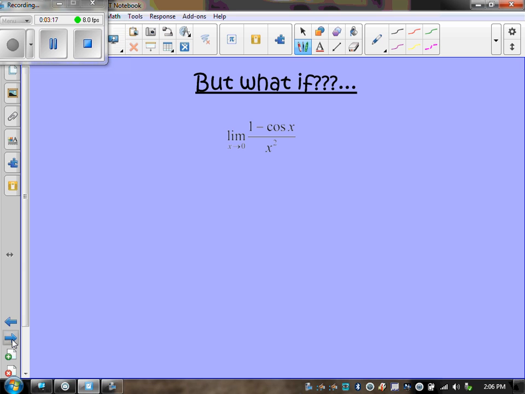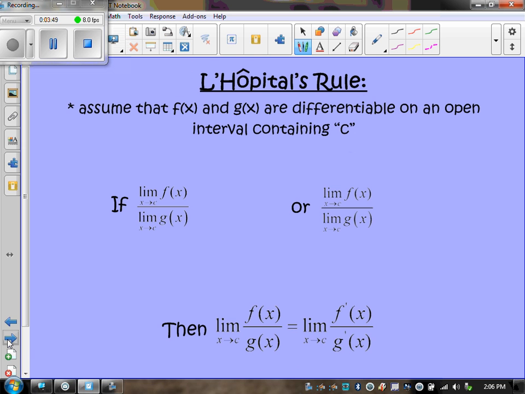But what if I get a problem that looks like this? If I try my direct substitution and I plug in a 0, what's the cosine of 0? 1. So 1 minus 1 is 0. If I plug in a 0 on the bottom, I get 0 over 0. So the limit does exist. I just have to figure out how to do it. But this one looks kind of weird. It doesn't look like one that can be factored. It doesn't look like one that can be rationalized. So I get a little bit stuck, right? Well, we get a little bit stuck until now. Now we're going to learn a rule that will work anytime I get what's called an indeterminate form: 0 over 0, or infinity over infinity, okay?